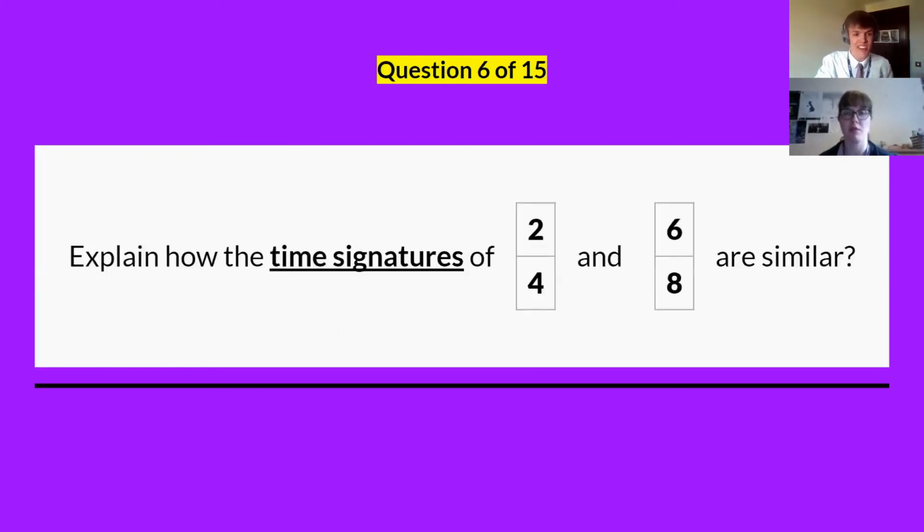Question number 6. Explain how the time signatures of 2/4 and 6/8 are similar. This one is to do with simple time signatures and compound time signatures and what those both mean. So how are these ones similar?